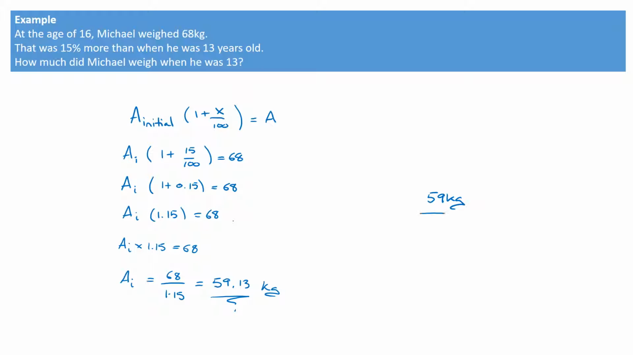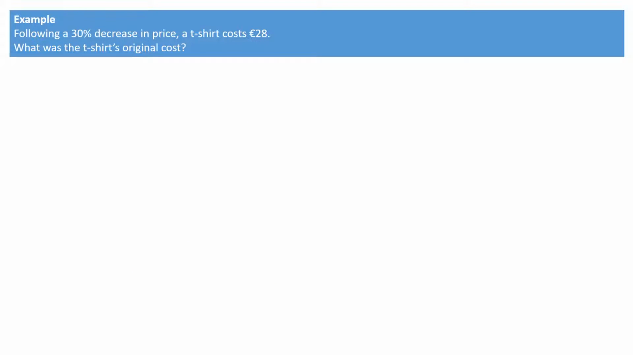And there we have it. That's how we solve that reverse percentage problem. Let's look at one more. In this case, we're told following a 30% decrease in price, a t-shirt costs 28 euros. And we're asked what was the t-shirt's original cost. Once again, this is a typical reverse percentage problem. The only difference here is that we're dealing with a percentage decrease. So we use our reverse percentage decrease formula.